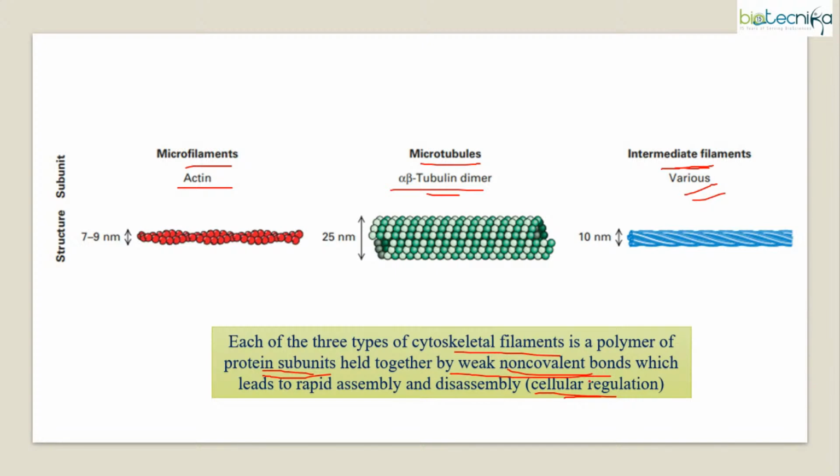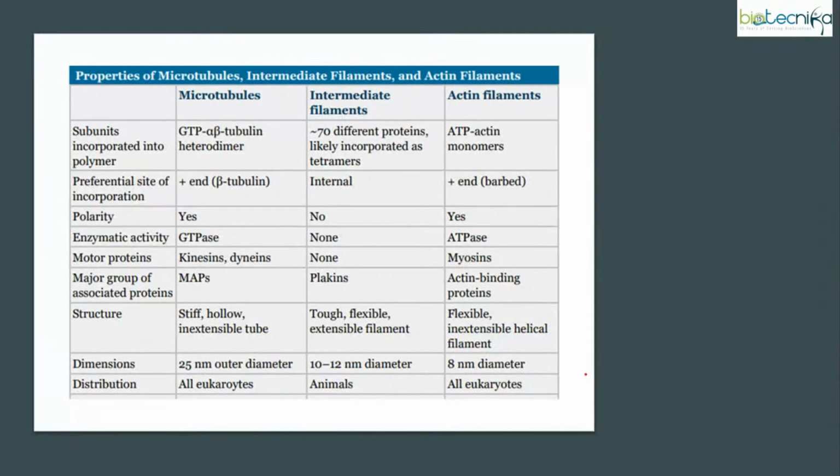Absolutely correct. Beautiful colors. So this is a comparison chart we can always remember whenever you go for the exam. So we have microtubules, intermediate filaments, actin filaments. When I say subunits that are incorporated into the polymer, for microtubules it is alpha beta tubulin, which is a kind of heterodimer. Here, as I told you, different proteins will be there. And in this case, it will be ATP actin monomers.